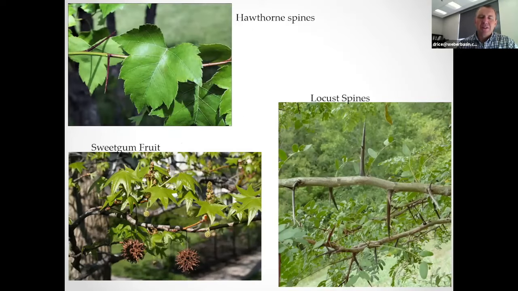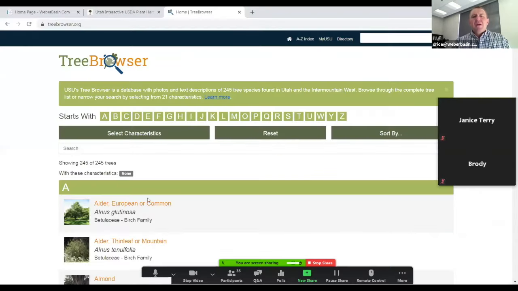Now, I'm going to show you also here in just a minute. I should have started this at the beginning. Let me do something really quick here. I want to share with you the USU Extension web tree browser, before I get into some other trees, or I'll forget about this. So as you thought about your characteristics, here's a website. It's called Tree Browser. If you just go to treebrowser.org, it's the USU Extension. It's on their site. Anyway, here's a little help for you.